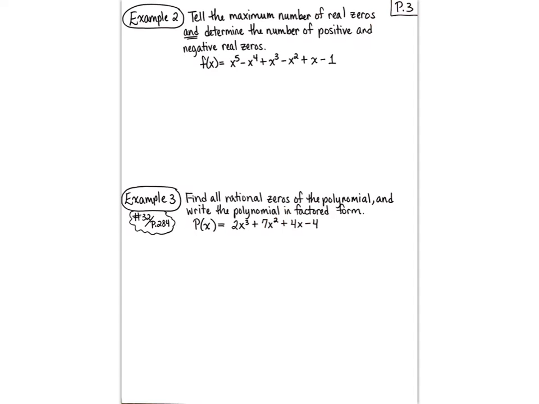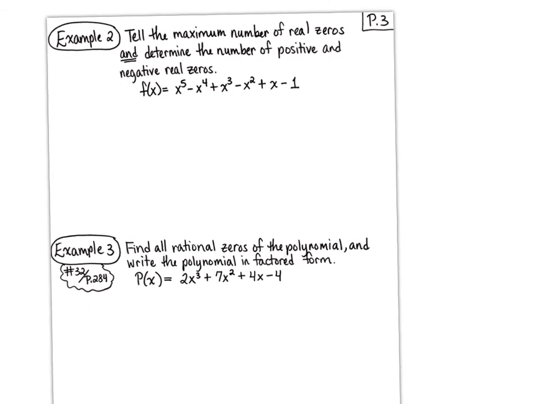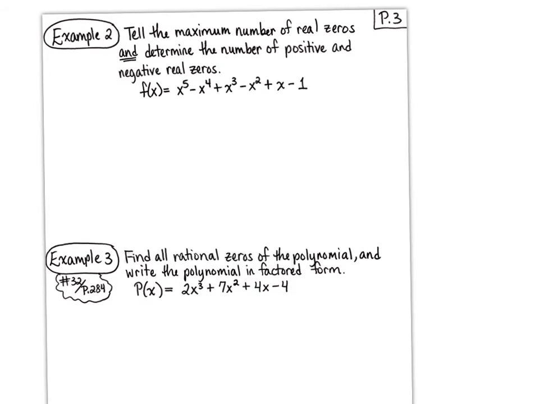Okay? All right. So let's go through an example where we apply Descartes' rule of signs. We've already done one on the previous page, but let's go over this one. So I want us to find the maximum number of real zeros and determine the number of positive and negative real zeros. What's the maximum number of real zeros for this polynomial? 5. Very good, because that is the degree. So there are 5 maximum real zeros.